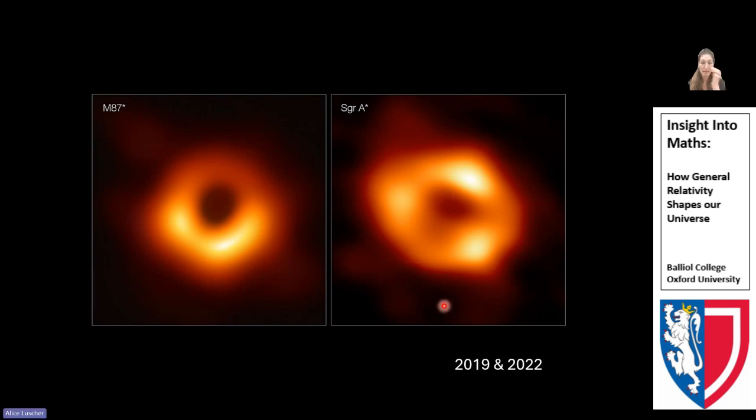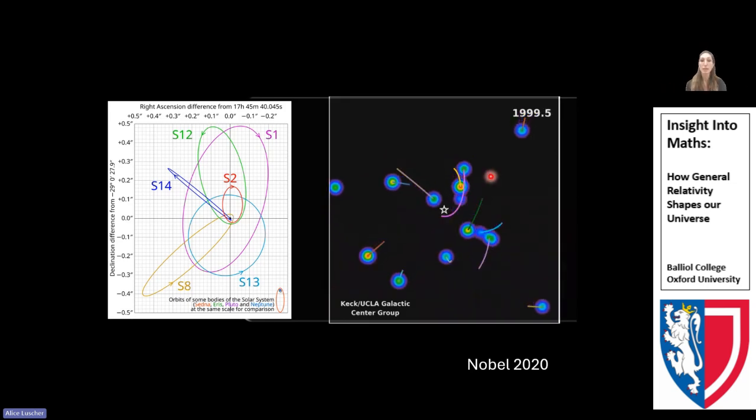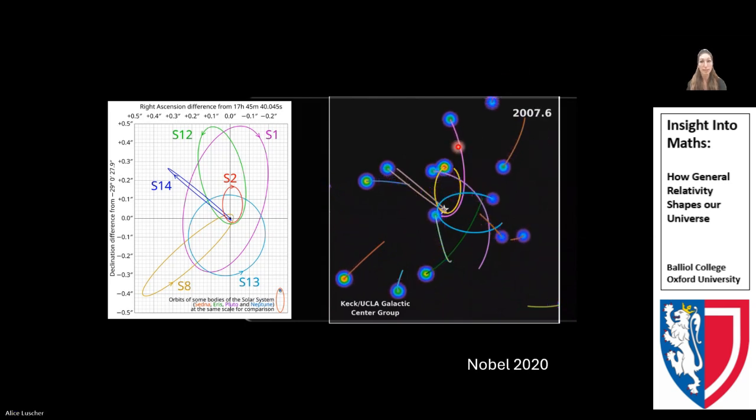And 3 years later, they took another picture of another black hole, Sagittarius A, the one at the center of our galaxy. People knew that there was this black hole there and some of its properties, because it had already been studied in an indirect way, so not by taking pictures, but by looking at orbits of some objects in our galaxy. So this is data taken over 20 years.